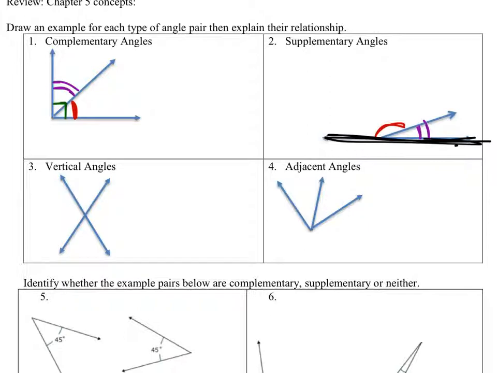It's 180 degrees. And then on these vertical angles, this angle would be the same as that one, and also this one would be the same as this one, because they are vertical. Adjacent angles also, we've got this angle and this angle, which are adjacent even if they are not congruent or the same. So those are examples of each type.